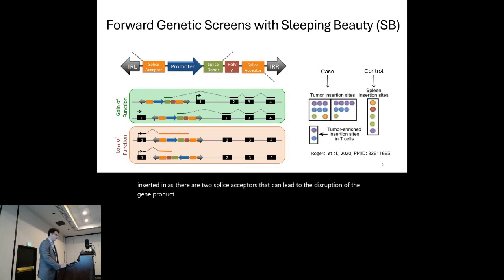And once inserted, the transposons can be sequenced via the inverted repeat regions on the left and on the right, denoted as the IRL and IRR respectively. Then some bioinformatic analysis is needed to determine where the insertions are and their importance.